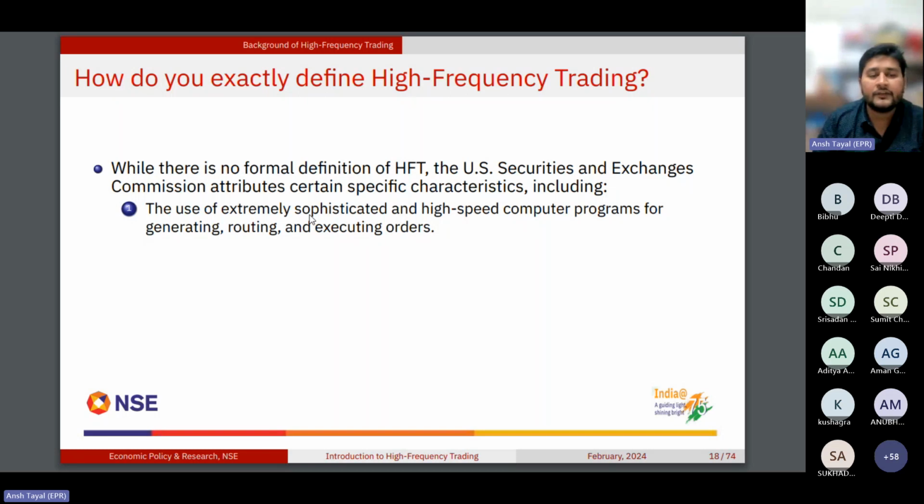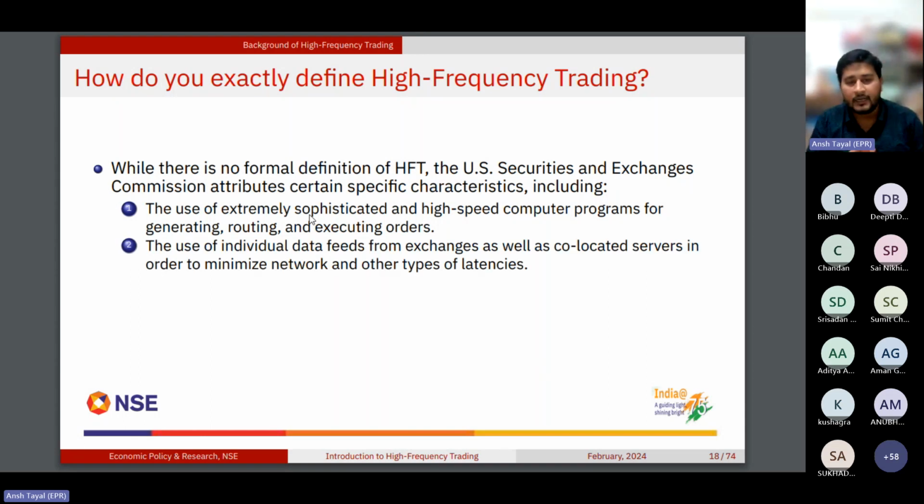For example, if you are using extremely sophisticated computers for generating, routing, executing orders. Let me tell you upfront that the definition of HFT is subjective in nature because who is to say what is extremely complicated or not? But still, there are some guidelines that help you decide what is high frequency trading.